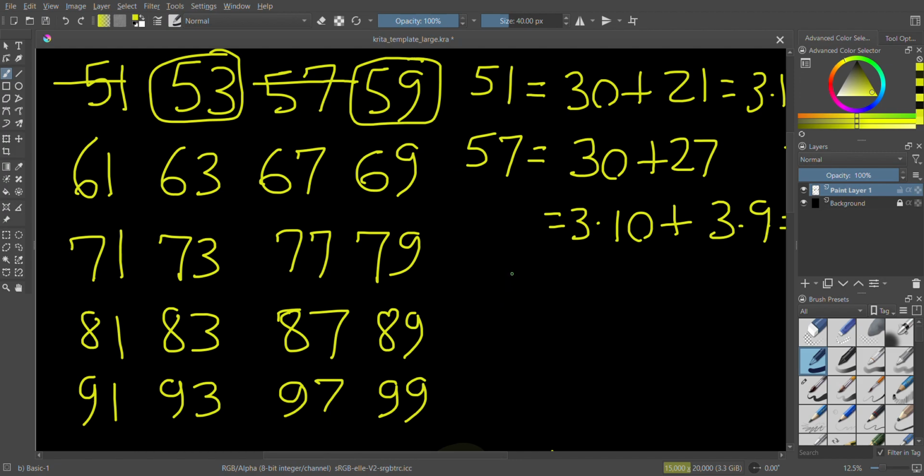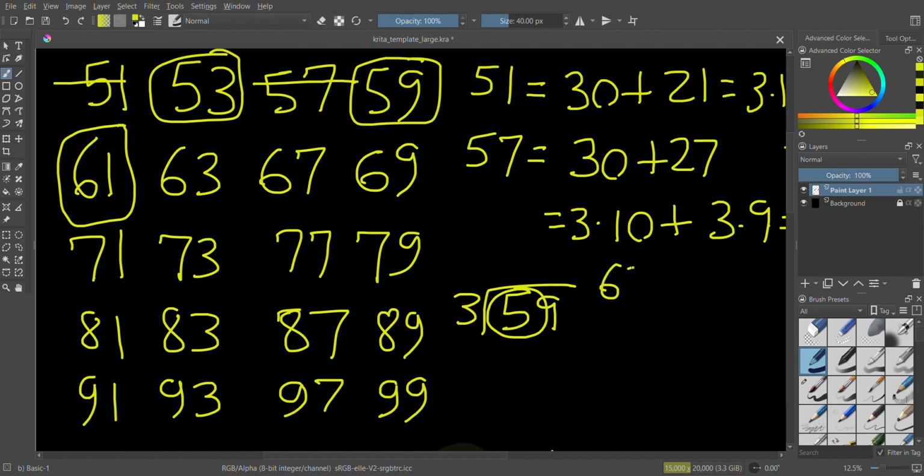So let's just try something. Like you would say, is it divisible by 3? It is not, because 5 is not divisible by 3. Okay? 61 is prime. 63 is 7 times 9. It is not prime. 67 is prime.